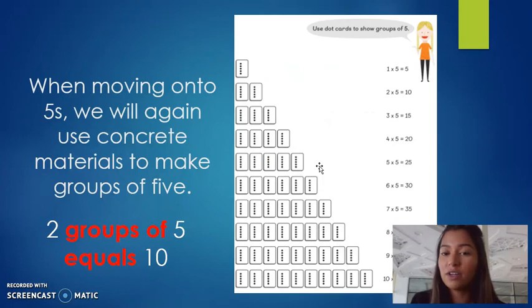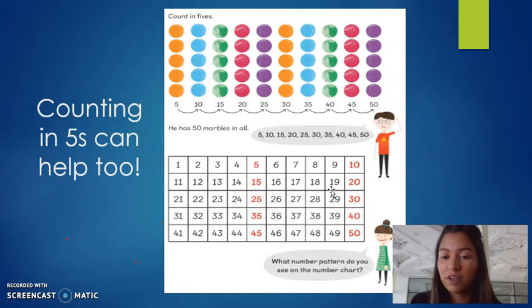When we're moving on to 5s, the same thing. We're going to use concrete materials first to introduce the concept of groups, and then children can easily see that 6 groups, 5 in each group, will give us 30, and so on. Our counting in 5s helps. They start to recognise patterns in the 1s from 0, 5, 0 to 5, 0 to 5. We would have covered this a lot in our number and place value chapter as well.